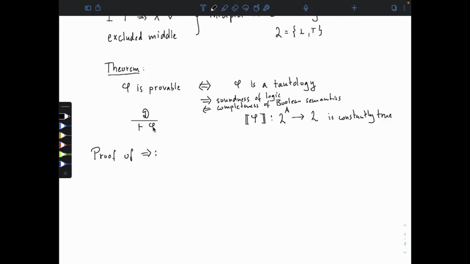You say, well, phi is provable means I have a derivation like that. What could I possibly do? And then you say, I'm going to do induction on the structure of this derivation. So I will say, aha, I'm going to have an induction argument where I can make inductive hypotheses that structurally smaller derivations, that is to say sub-derivations, already satisfy the desired property.